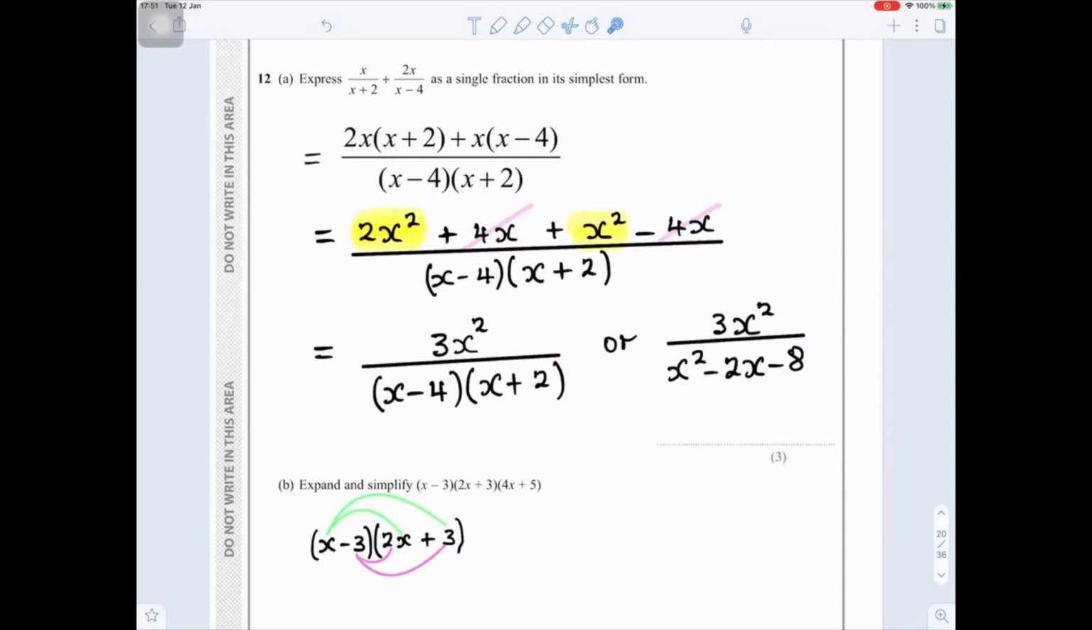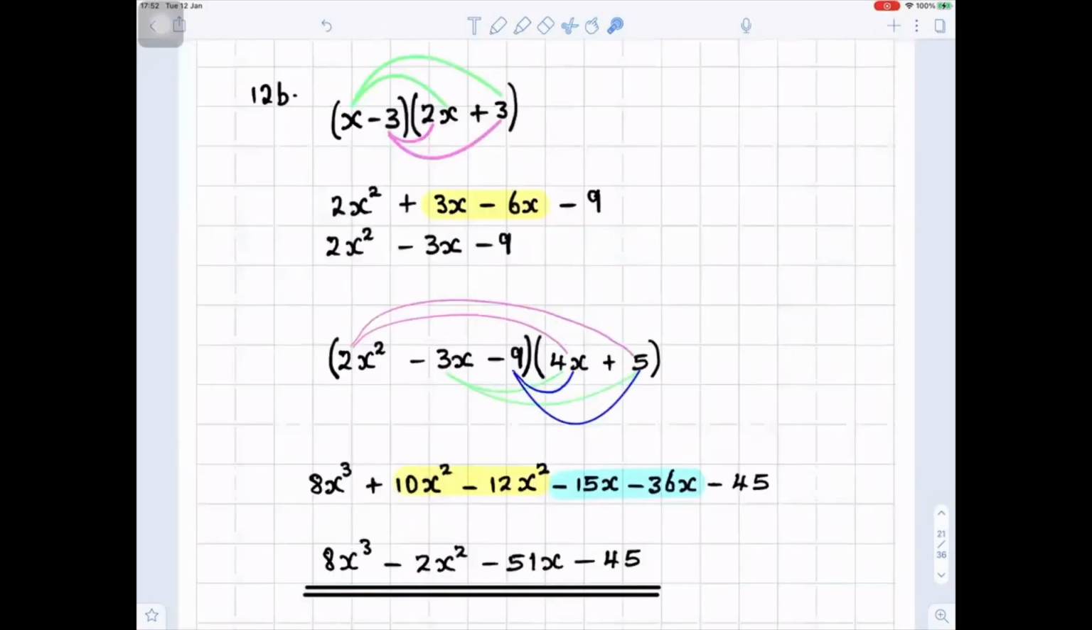Part B, expand and simplify x minus 3 times 2x plus 3 times 4x plus 5. This is a trinomial because there's 3 things to multiply. I will start by multiplying the first 2, get the answer, and then multiply it with the third one. So you need a lot of space for that so that you don't make a mistake and you can check your work easily. So let's multiply the first two.